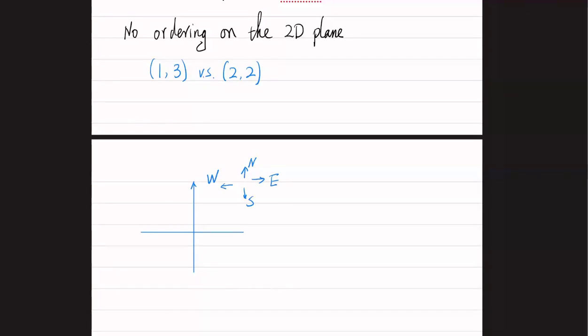For example, given 2 points, we can see A is on the east side of B. B is on the west side of A. We don't see which one is bigger, which is smaller, but it's on the east or west side.